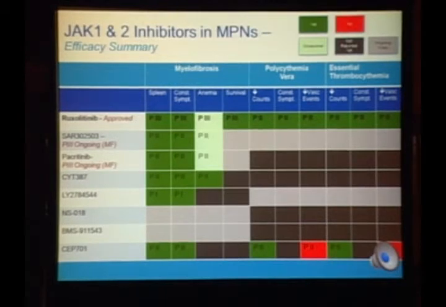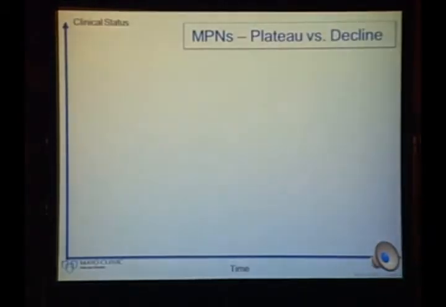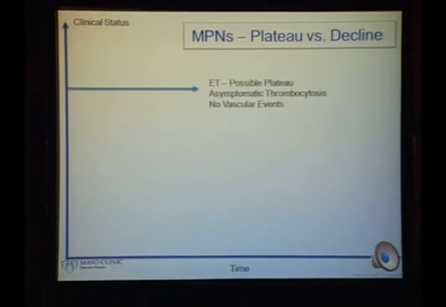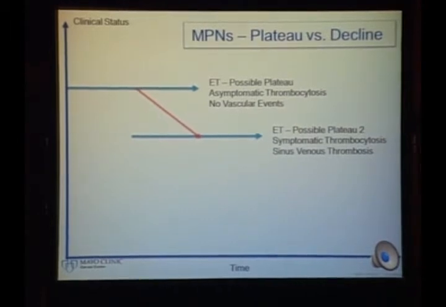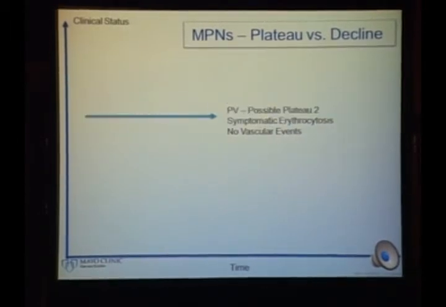So what do these benefits mean in aggregate? Well, the MPNs truly are diseases of plateau or decline. So what do I mean by this? If we think about a complete clinical status, let's say the asymptomatic patient, high platelet count, no prior vascular events with ET, that's one possible plateau. Now this individual, let's say they've had a blood clot or bleeding event. If they do, their plateau is at a lower level.